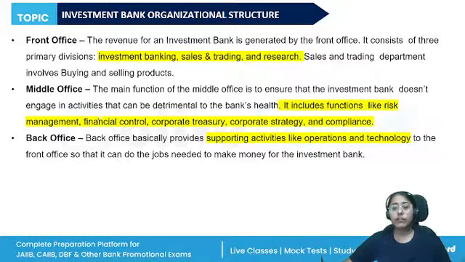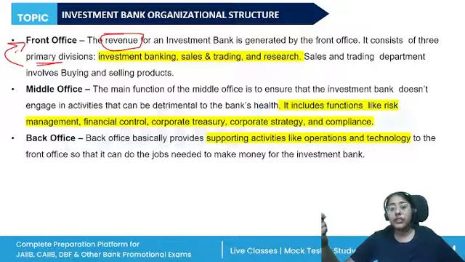What is the role of front office? The revenue for an investment bank is generated by the front office. There's the investment banking, sales and trading, and research. These three primary divisions work in the front office. The institute will ask us in which of the offices of the organizational structure of the investment bank do we find the three divisions of investment banking, sales, trading, and research? So, in the front office, right?